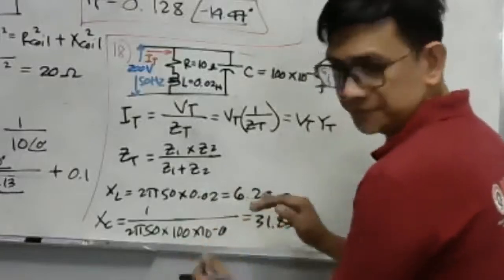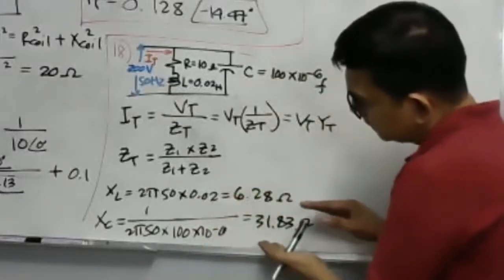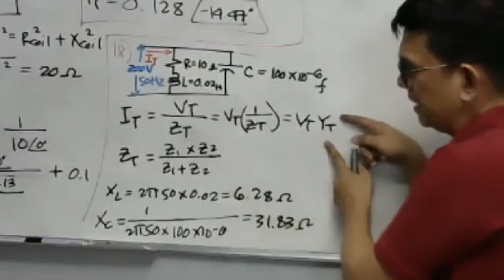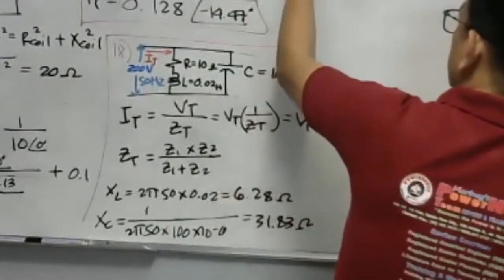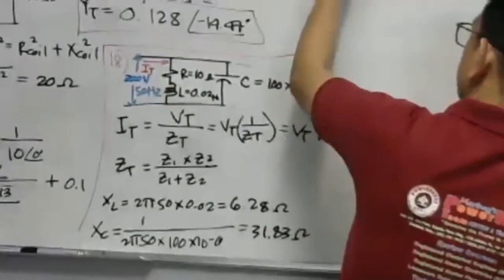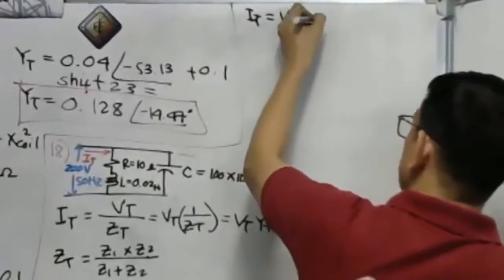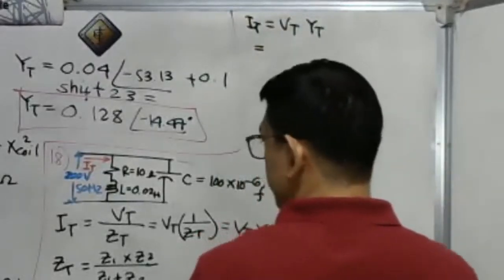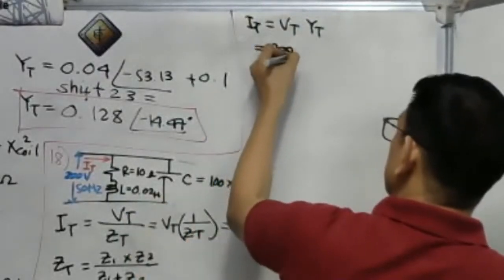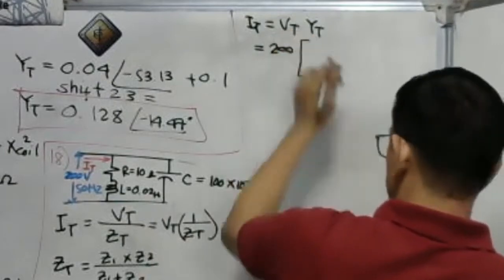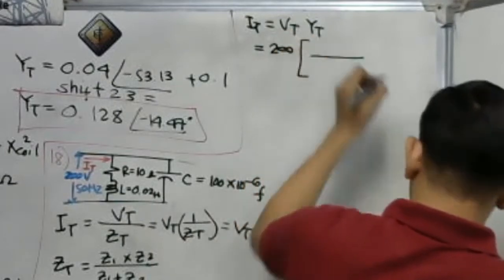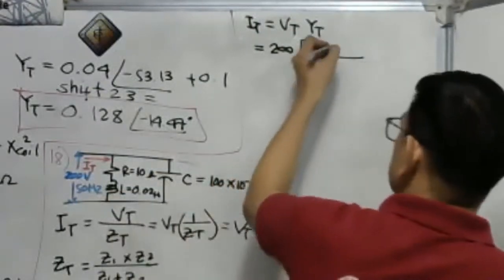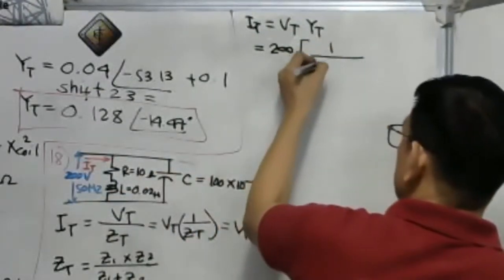Okay, listen carefully, guys. Since this is just a review, I'll go directly with this formula. The total current is equal to the total voltage times the total admittance. Our total voltage is actually 200. And then, our Y total. So, our Y total will be 1 over 10 plus J.